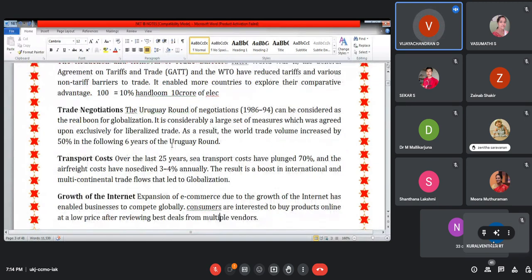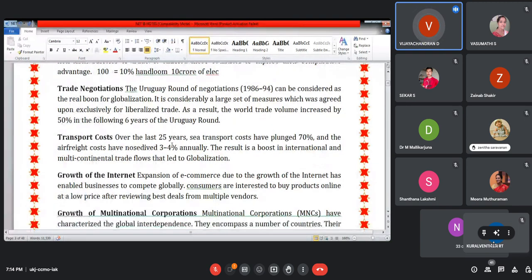Then transport cost. Over the last 25 years, sea transport costs were reduced by 70%, and air freight costs have been falling 3 to 4% annually. So they are reducing the transport cost. With the growth of international trade and the number of companies involved, there is a decline in the sea transport cost. Also, there is a decline in the air freight cost.